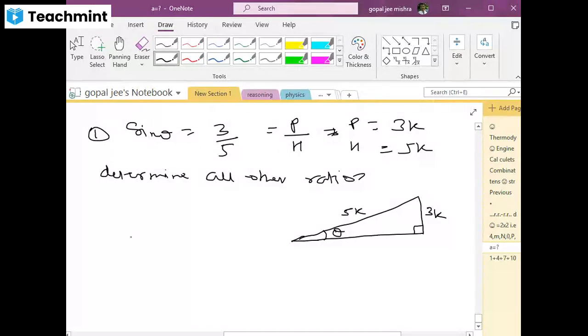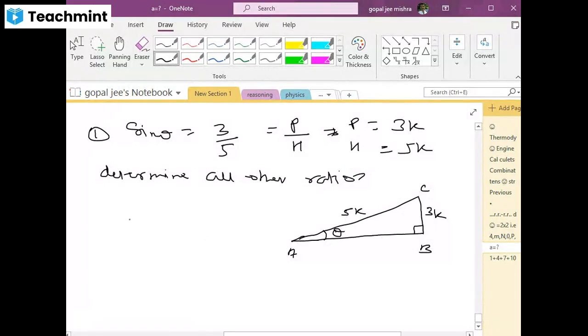In your lower classes, you have studied about Pythagoras theorem, that in a right angle triangle, the hypotenuse square is the summation of perpendicular square plus base square. Do you remember that theorem, beta? Yes. 3, 4, 5 is a Pythagorean pair. Very good, very good. So you know very much.